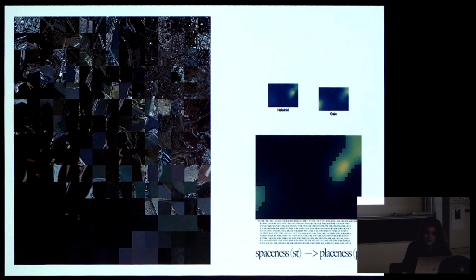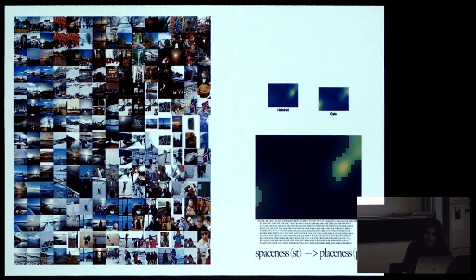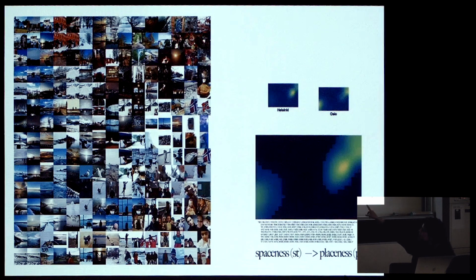So I go through spaceness, through eventness in the abstract, and I translate to placeness, and this is what I get. So I get an idea of what Scandinavian-ness might be about, and I get images of open sea, snow, Scandinavian architecture, a little bit of selfies, maybe people that are dressed in a different manner, etc., etc.